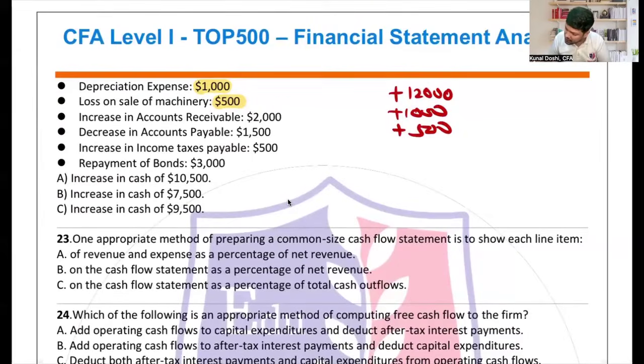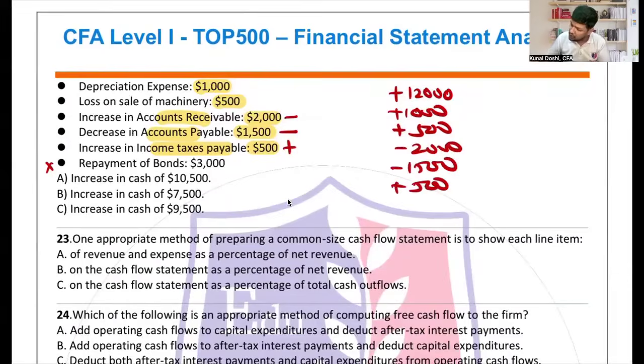Now, the rest of the items are related to working capital: increase in accounts receivable, accounts payable, and income taxes payable. Repayment of bond is not a part of CFO, so exclude that. Increase in accounts receivable, increase in current asset is an outflow. Decrease in current liability is also an outflow. Increase in current liability is an inflow. So basically minus 2000 minus 1500 plus 500.